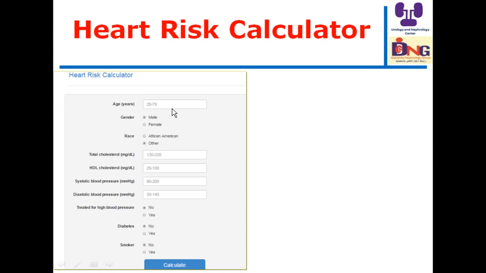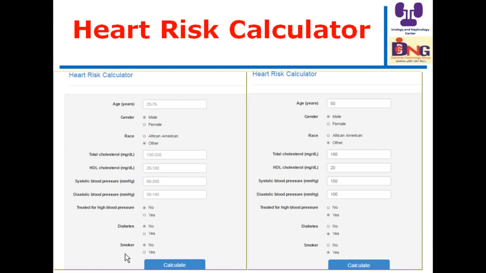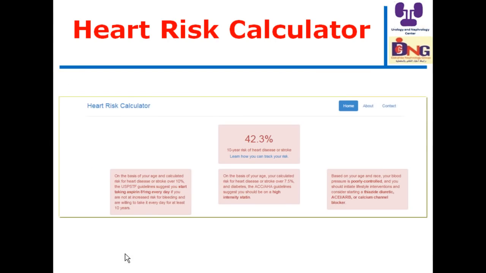Just specify the age, the gender, race, write the total cholesterol in milligram per deciliter, high density lipoprotein cholesterol, and then the systolic blood pressure, diastolic blood pressure, whether the patient is treated or not for hypertension, diabetic or not, and smoker or not. Just click, and if we put these variables like this, you will find the risk for this patient is 42% 10-year risk of heart disease or stroke.